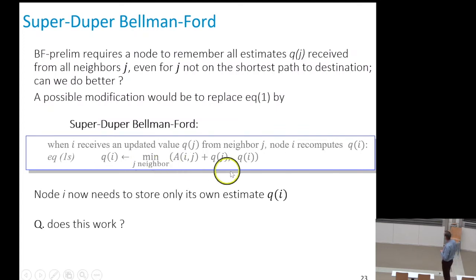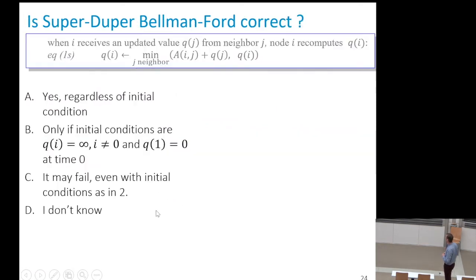So the only thing you compare is, sorry, it's not the minimum, I should delete this, the over j neighbor is wrong. The only thing you compare is those two numbers, the stored best estimate and the new one you would have tentatively if you go via this neighbor here. Now, if you do this, you don't need to store the Q of j. You just look at the one you have here. Does this work?